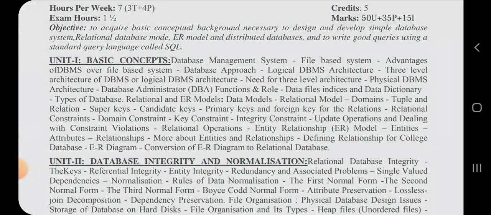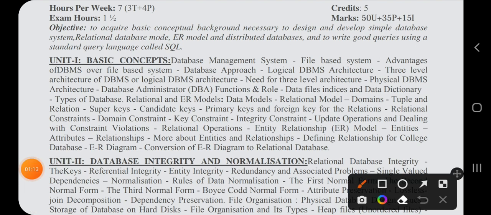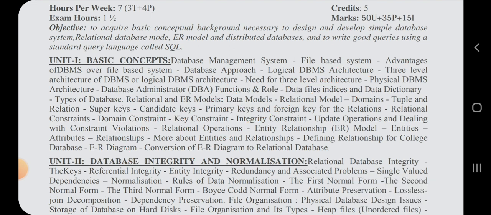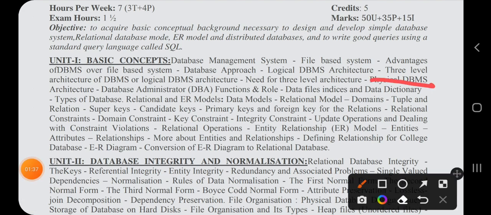And one more question that you can expect is the physical DBMS data structure. What is it? That is not there in this, but you will have a question related to the physical DBMS data structure, the database structure. Just go through them and explain that in a neat manner. You will be given the physical DBMS architecture as a long question.